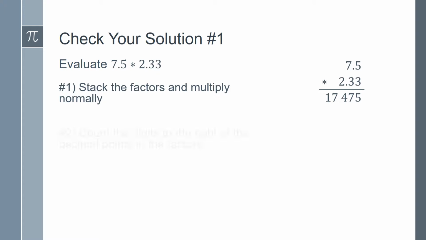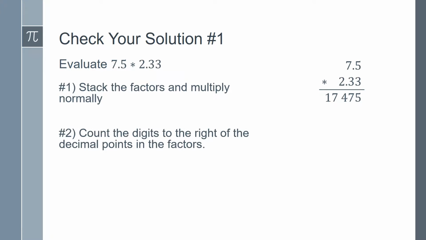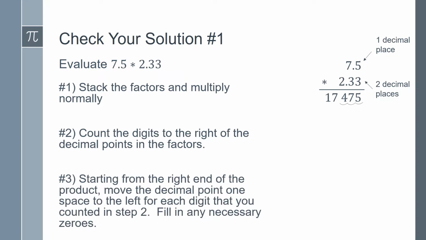17,475. Next, we count the digits to the right of the decimal points in the factors. We have one decimal place in 7.5 and two decimal places in 2.33. Now we start from the right end of the product and we move the decimal point to the left one space for each decimal place we counted in step 2. So we slide the decimal place 3 spaces to the left, and our answer becomes 17.475. So 7.5 times 2.33 equals 17.475.